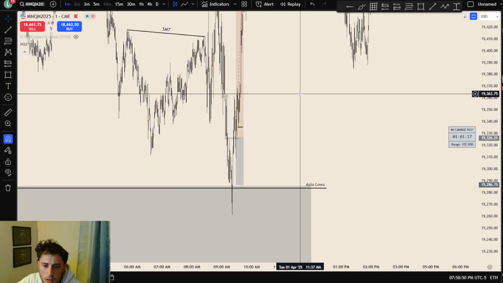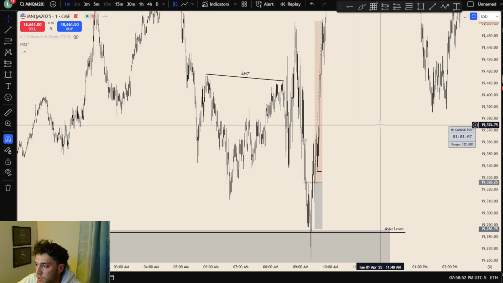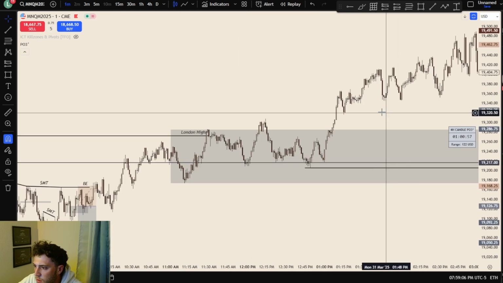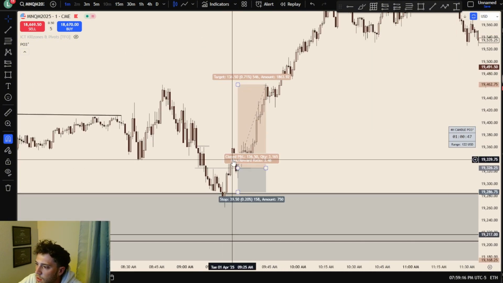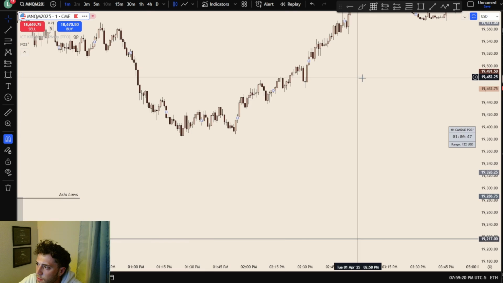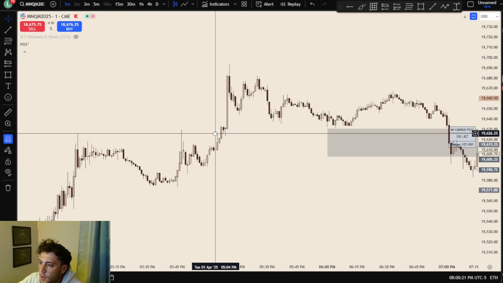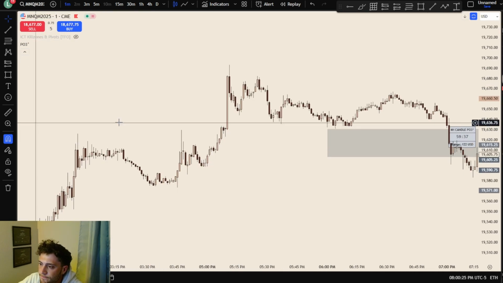That's Tuesday. Was it Tuesday? I think it was Tuesday. I need to figure this out. Where's Tuesday? God, Tuesday was a banger. Look at that trade. Oh my gosh. Full TP and everything.